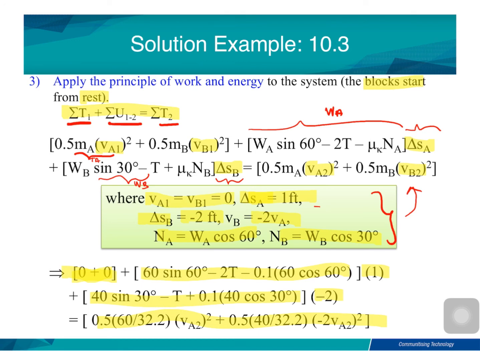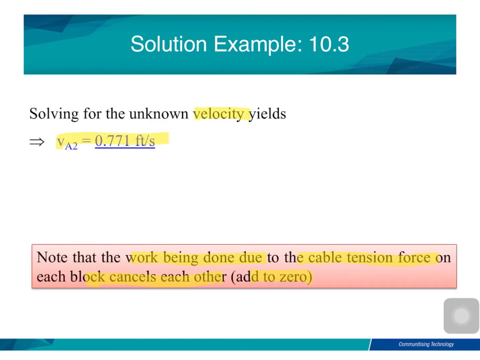Alright, so you can solve it. We understood that VA1 is 0, that's why we have 0 here. And then you substitute the displacement. This one is 1, right? This is the displacement 1. And then you substitute the NA and NB into the equation. So you can solve it. Then we get the velocity equal to 0.771 feet per second. Note that the work done by the cable tension force on each block cancels each other.